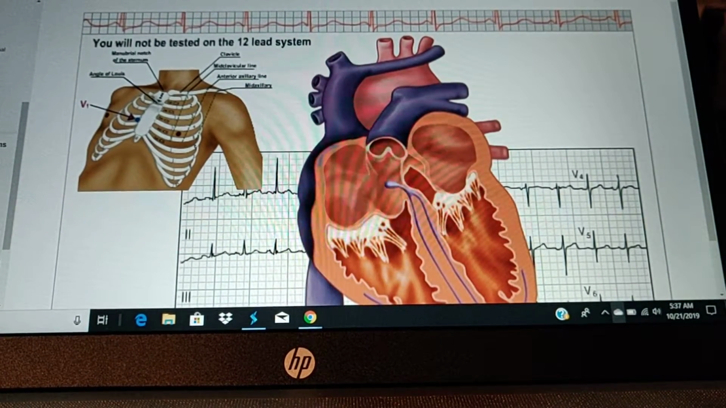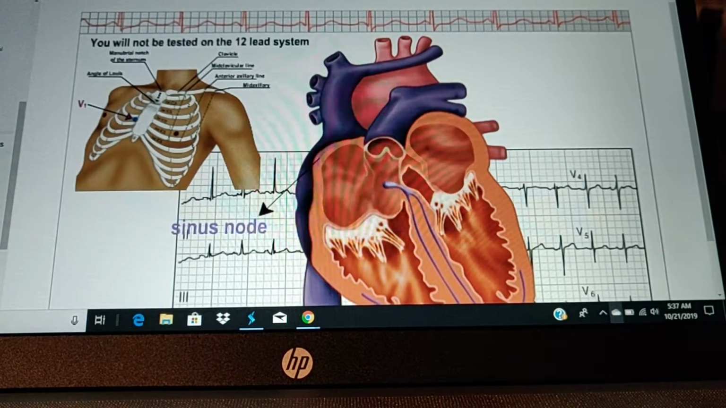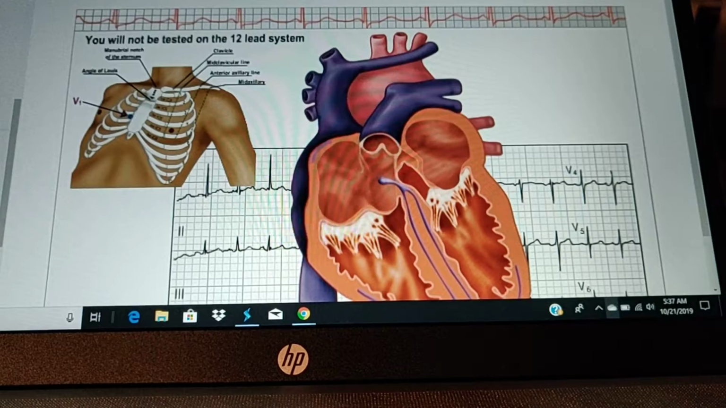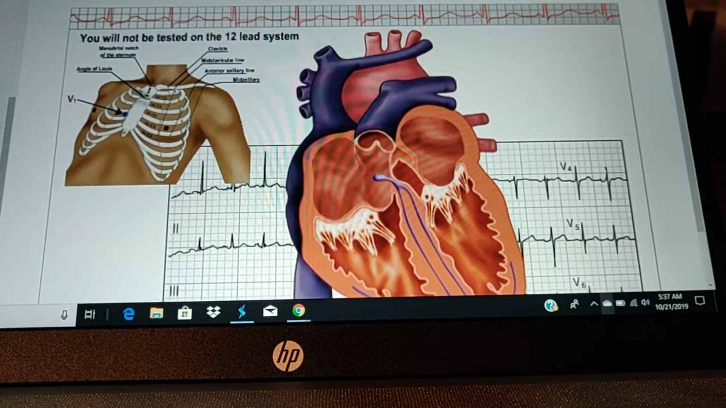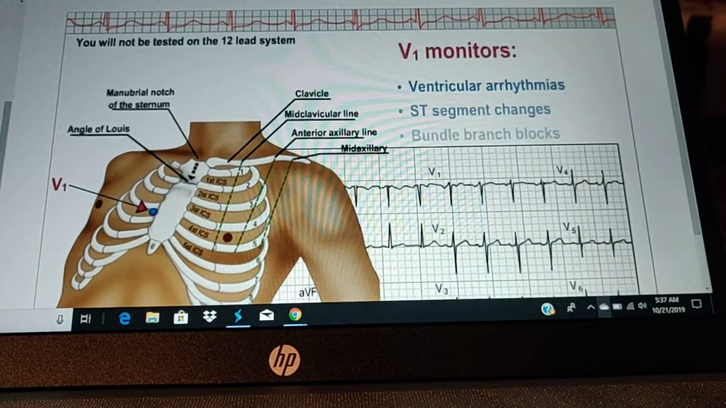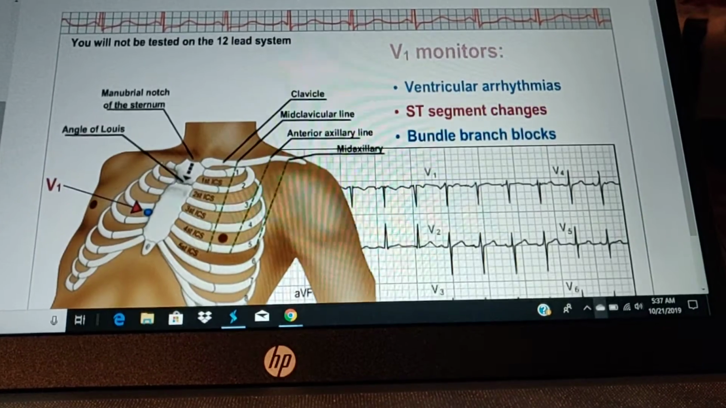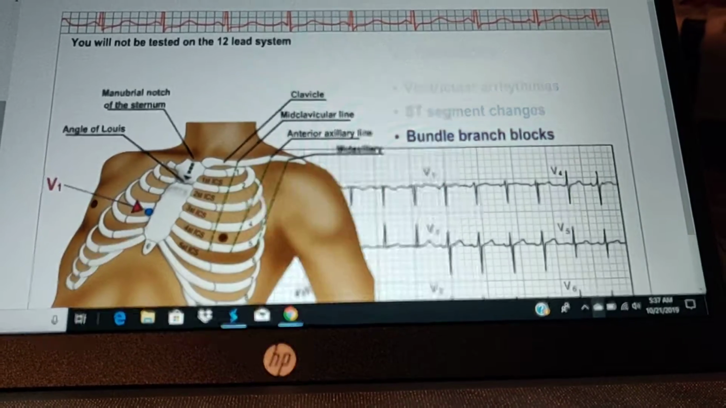Abnormal impulses originate from a site other than the sinus node that result from myocardial irritation or other cardiac stimulation outside the normal conduction system. Lead V1 is also useful in monitoring ventricular arrhythmias, ST segment changes, and bundle branch blocks.